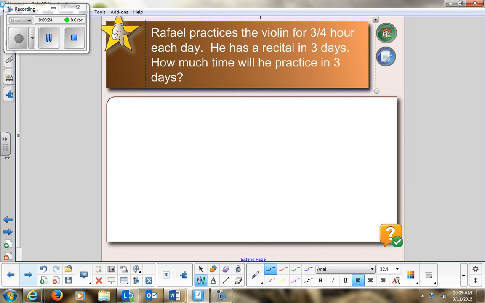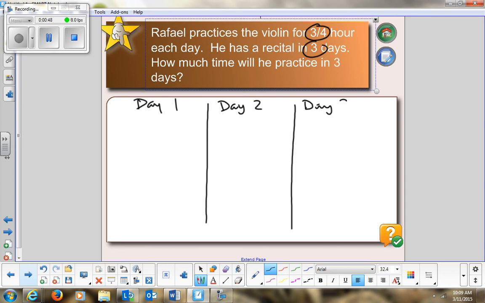So our first word problem is Raphael practices the violin for 3/4 of an hour each day. He has a recital in 3 days. How much time will he practice in 3 days? Okay. I need you to be able to visualize this. So I'm going to separate this into days, right? Okay, so here's day 1. This is day 2. And this is day 3. Okay? And each day he does 3/4 of an hour.